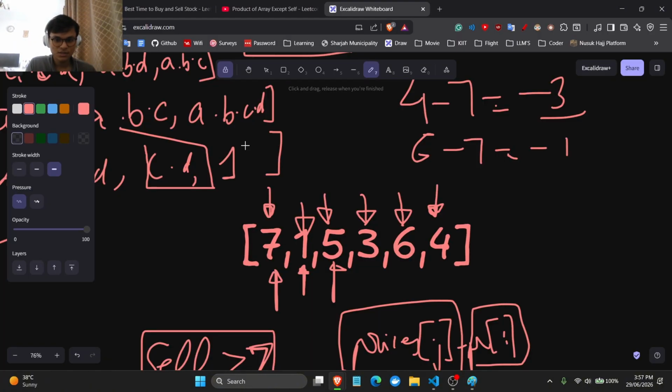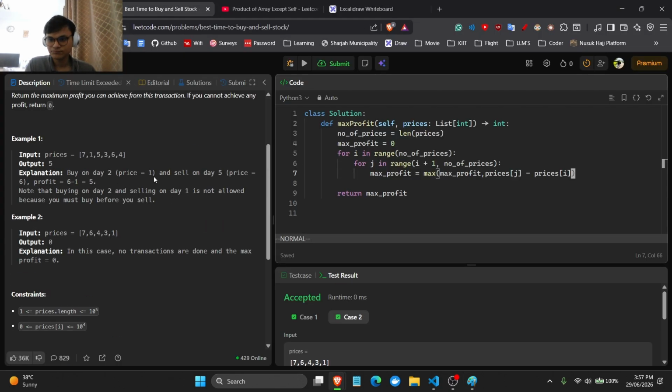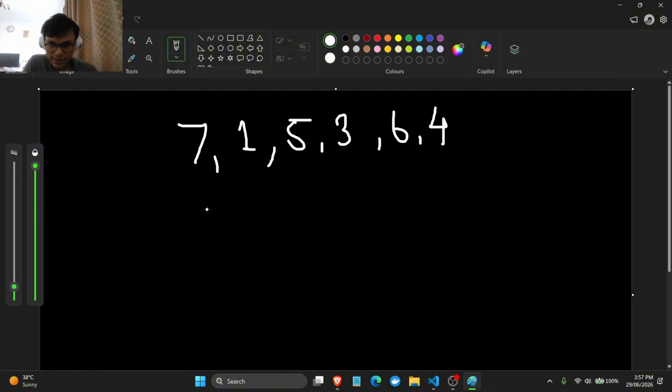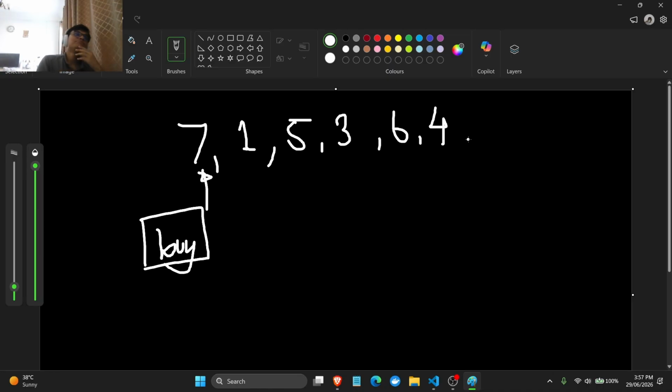Let's see if I could solve this. 7 1 5 3 6 4. If I buy at 7, I need to sell at a value greater than 7, and I can do one pass to see if there is any value greater than 7. There's no value greater than 7, so buying on this date is useless, so to speak. Okay, let's go to 1. Is there any value greater than 1, so to speak, right?